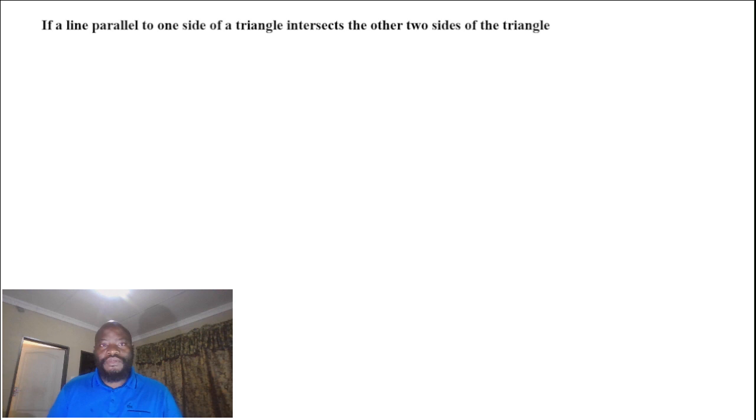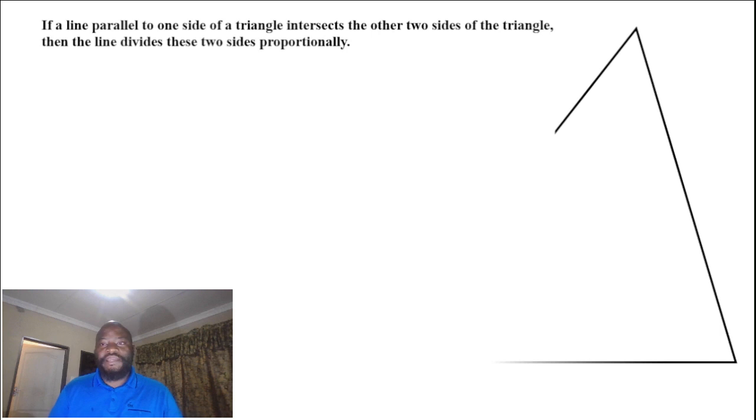So we still have the same statement of the theorem. If a line parallel to one side of a triangle intersects the other two sides of the triangle, then the line divides these two sides proportionally.